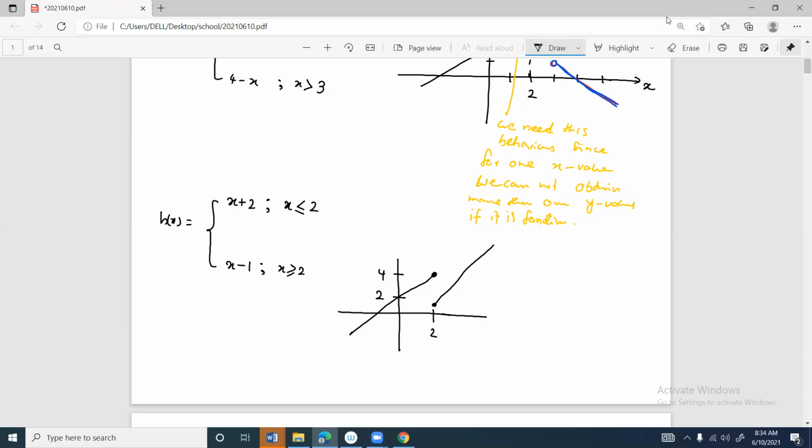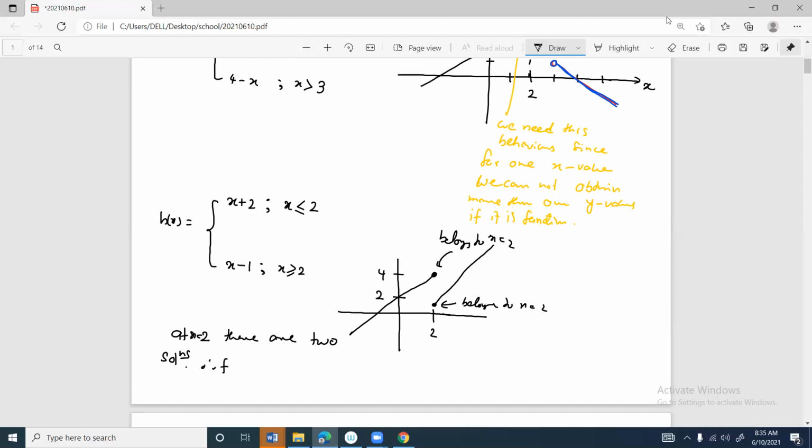Then can this happen under the conditions of a function? Now you can see at 2, there are 2 solutions. Why is that? Because this belongs to x plus 2, it belongs to x equals 2, and this value also belongs to x equals 2. Therefore, for x equals 2, there are 2 solutions.